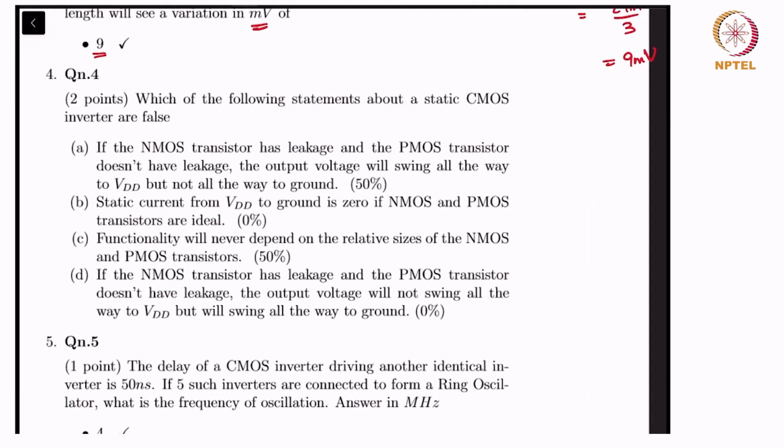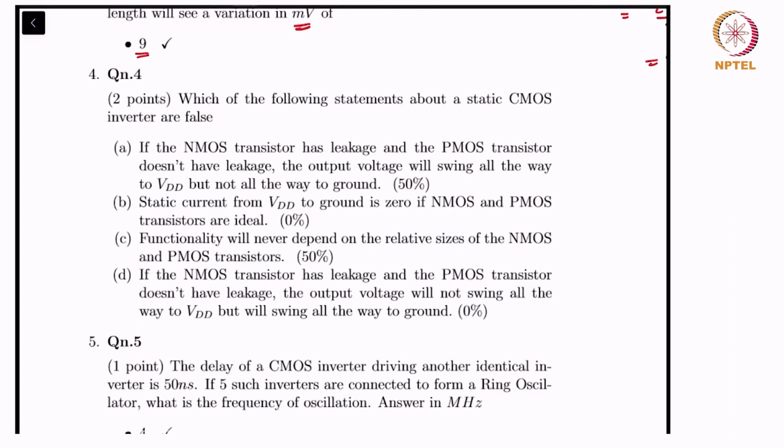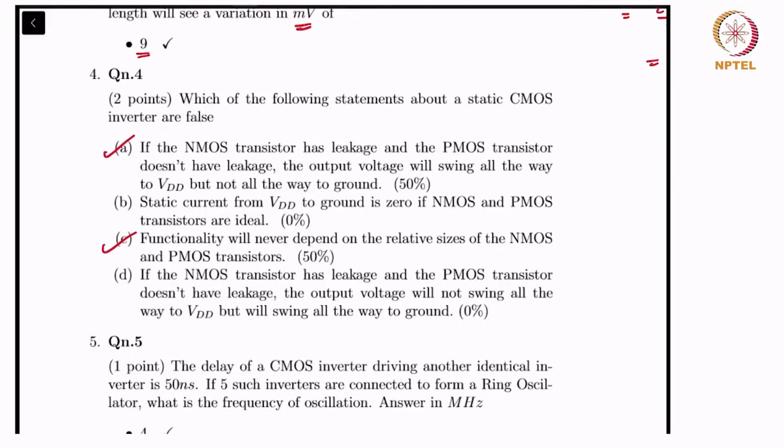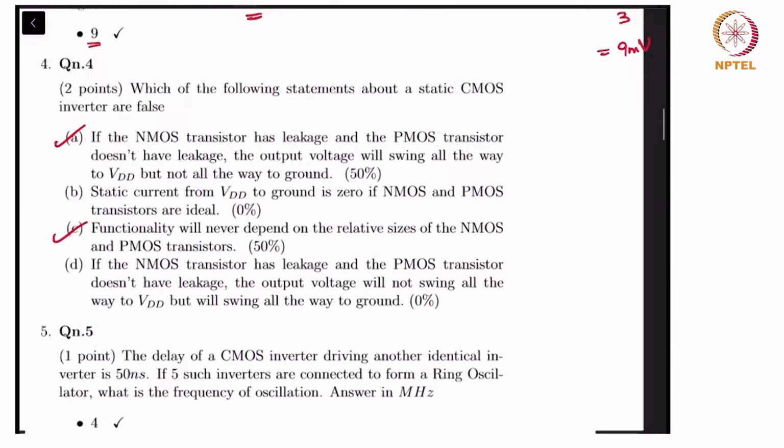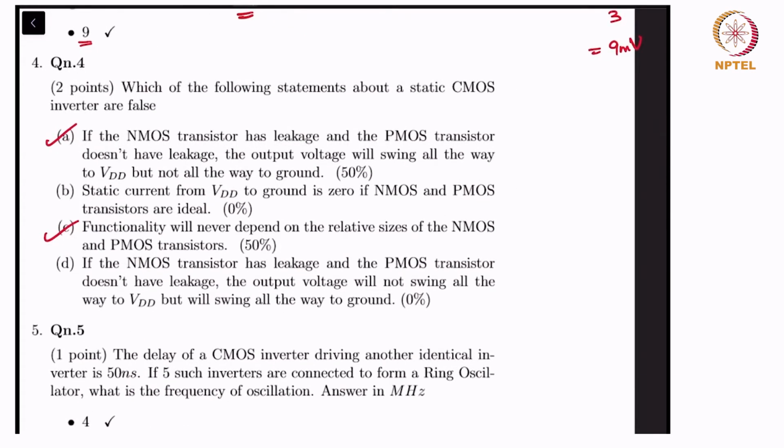Which of the following statements about a static CMOS inverter are false? The answer is A and C. So let's look at the false options first. Static current from VDD to ground is 0 if PMOS and NMOS are ideal. So this option is true.